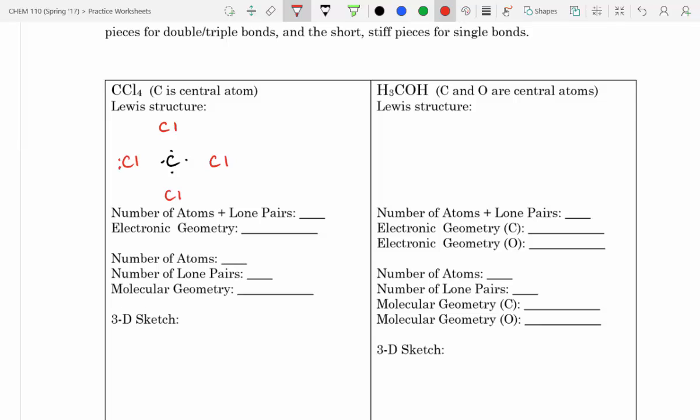7. 1, 2, 3, 4, 5, 6, 7. Same for each of the four chlorines. Okay, now we want to pair up our unpaired electrons. Got one there, one there, one there, and one there. Okay, so now all we need to do is turn those into lines. So I'm just going to erase this real quick. And we would say, okay, carbon with 4 bound chlorines.